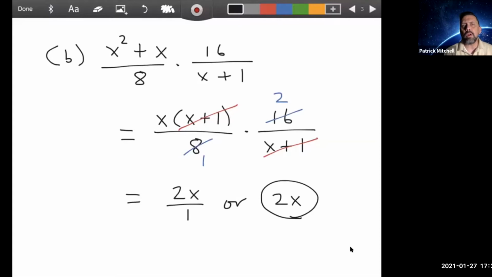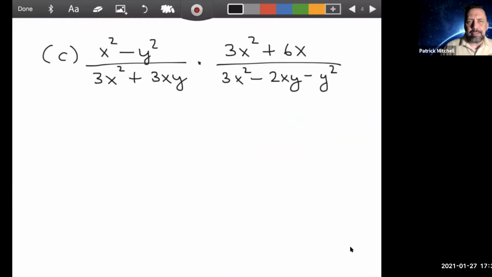Your online homework program, I honestly don't know if it would accept the answer 2x over 1 or if it would tell you it's not in simplest form. Try to get in the habit of not writing over 1 in your final answer. It's just not necessary.